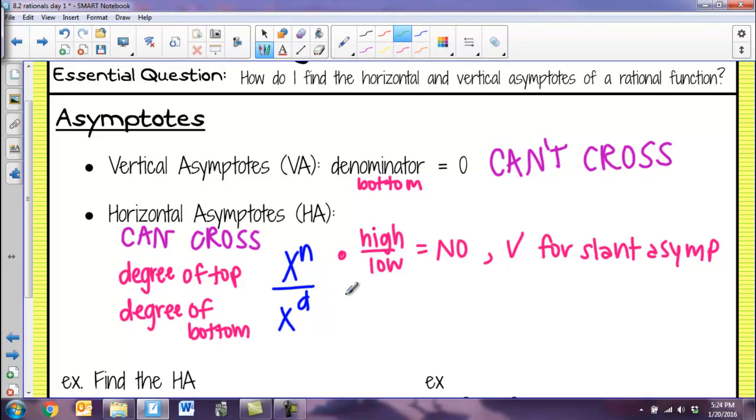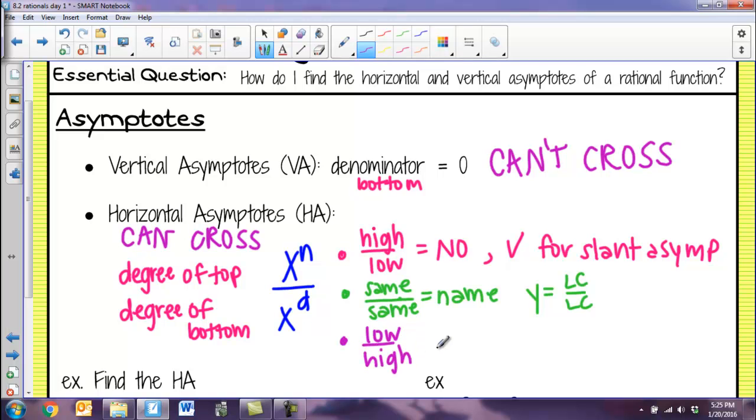Now if we have equal, so I have same over same, like the degree of the top is 2 and the degree of the bottom is 2, that's going to be name. Your horizontal asymptote is going to be y equals the leading coefficient over the leading coefficient. You actually get to name it. You find the number next to the highest degree on the top, over the leading coefficient, the highest degree on the bottom. And then last but not least, we have the bottom heavy ones where you have low over high. So low over high, 0 equals y, or y equals 0.